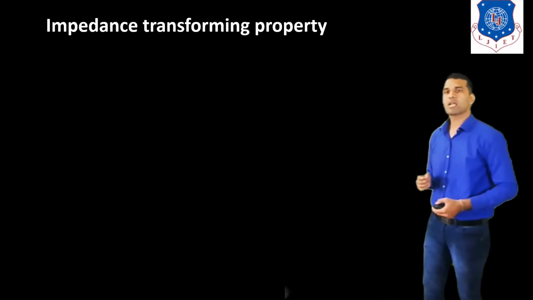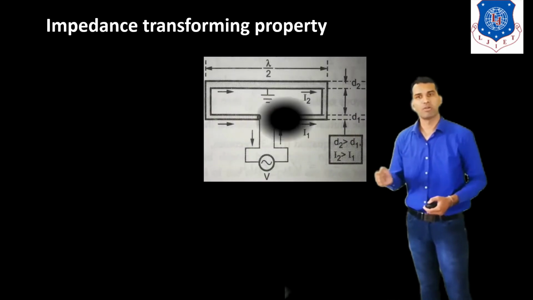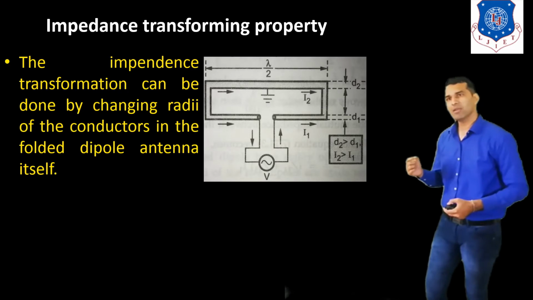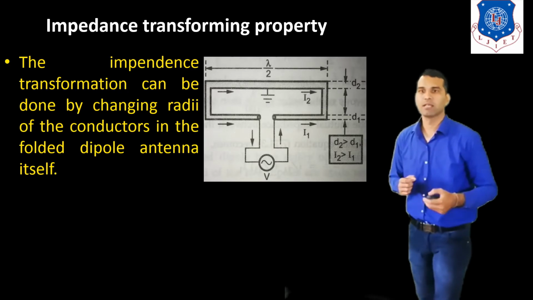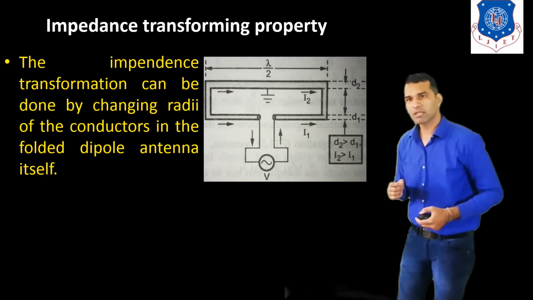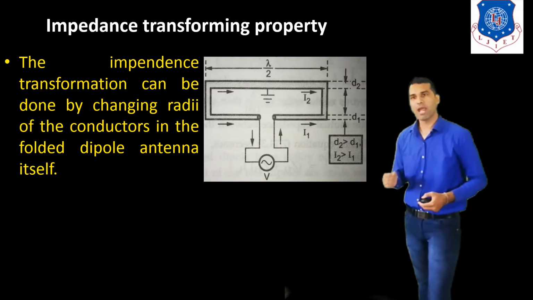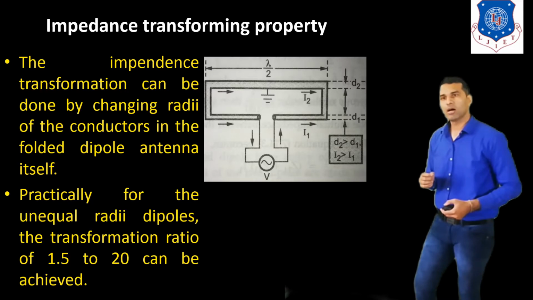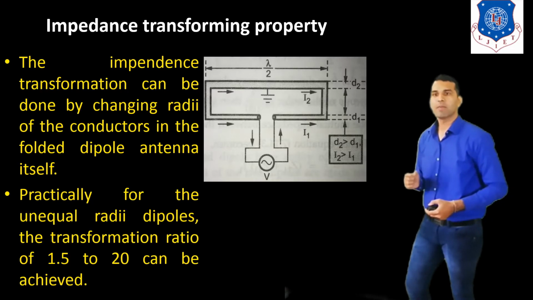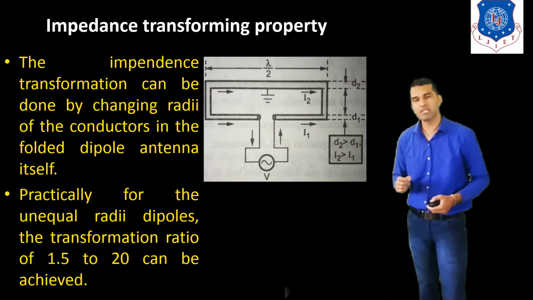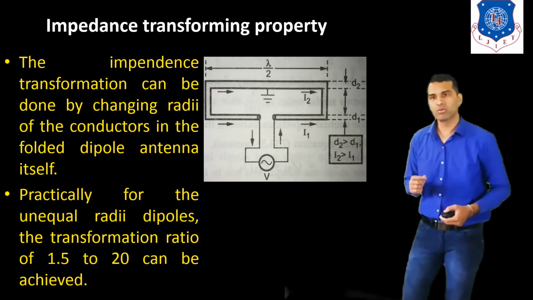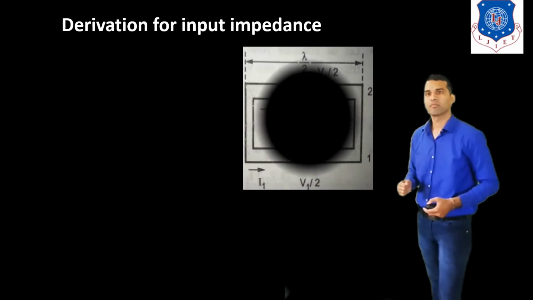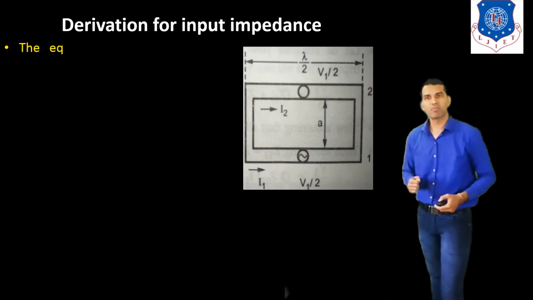Now, the impedance transforming property of the folded dipole antenna. The impedance transformation can be done by changing the radius of the conductor in the folded dipole antenna itself. Practically, for the unequal radii dipole, a transformation ratio of 1.5 to 20 can be achieved. Now, derivation of the input impedance.